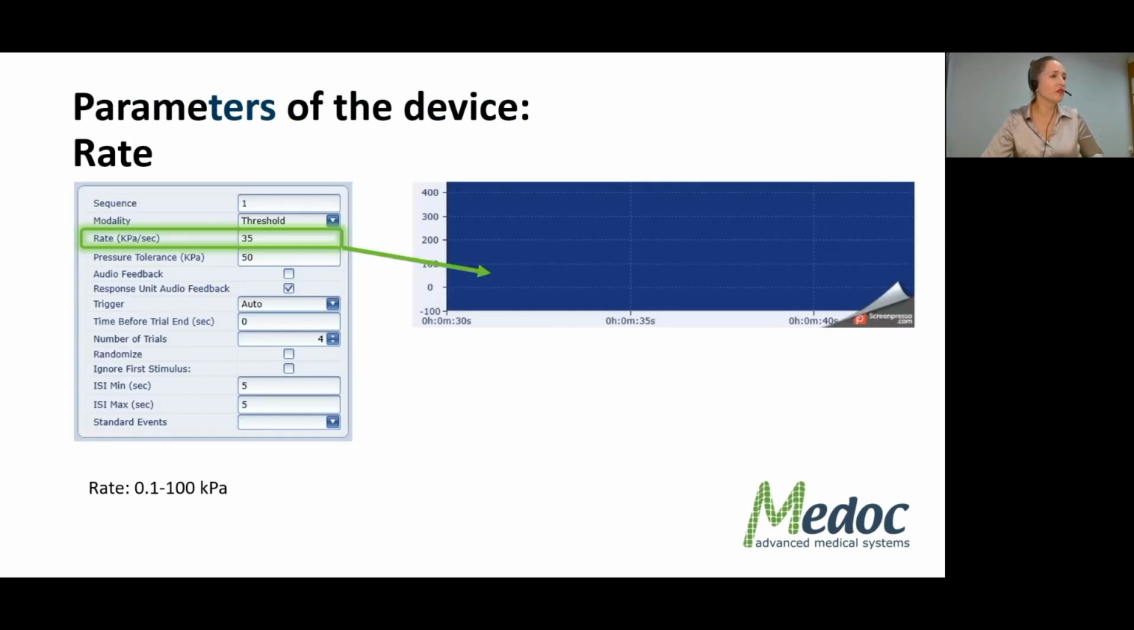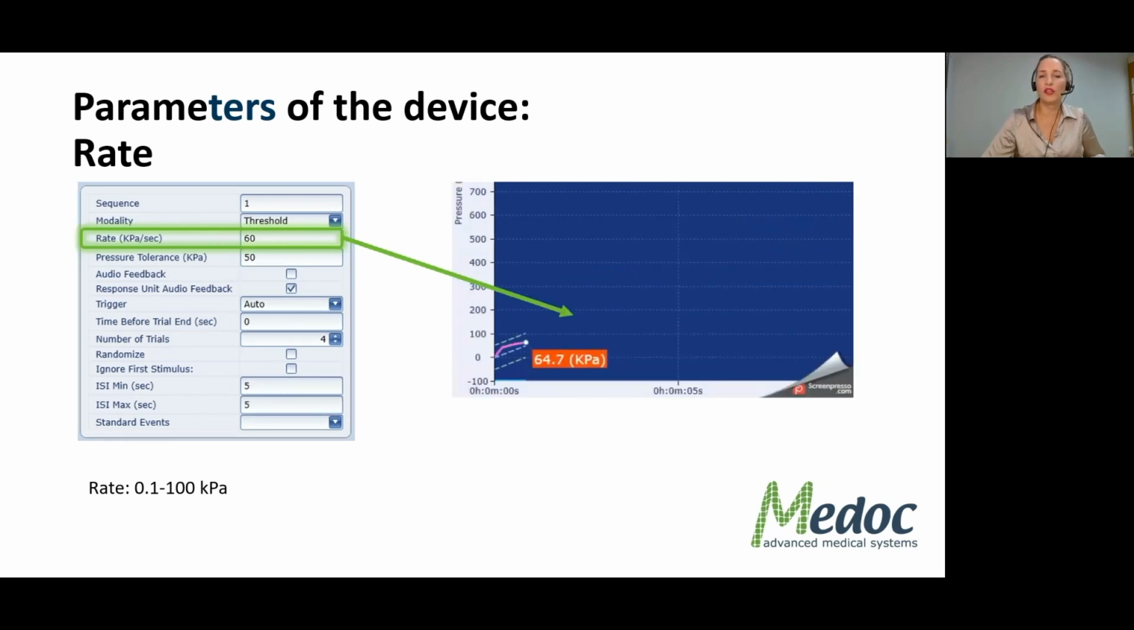A parameter of the device that you can change is the rate, for instance. So when I tested just now, it was a 35 kilopascal per second rate, but you can also do a higher rate, for instance, 60 kilopascal per second. And you can see now that the slope is quite a bit steeper. And just to remind you, when you use 60 kilopascal per second, it's just a little bit harder to stay steady on this rate.